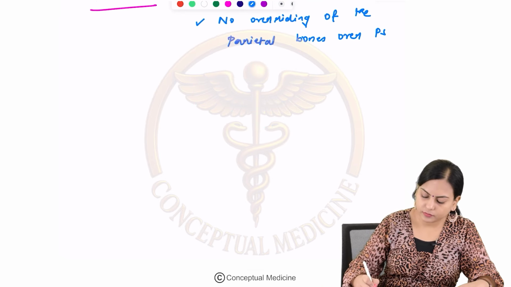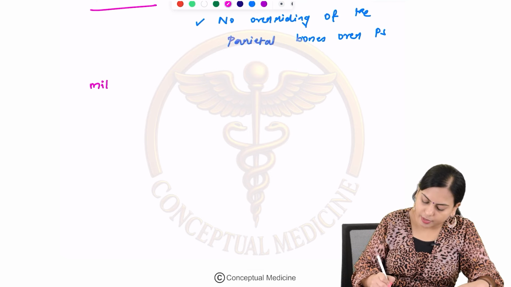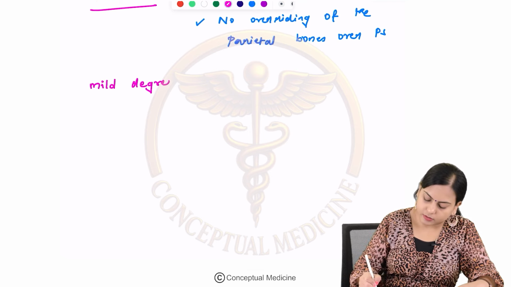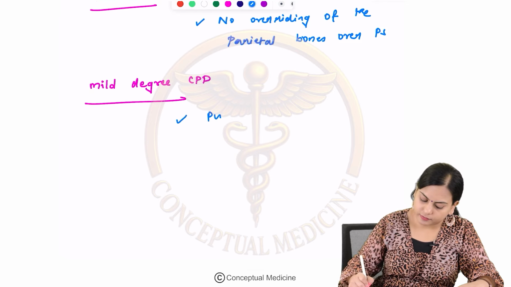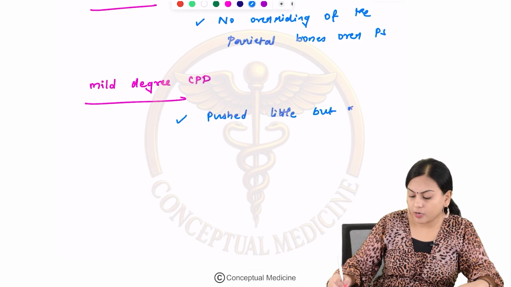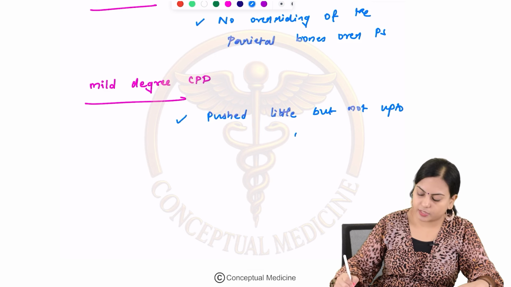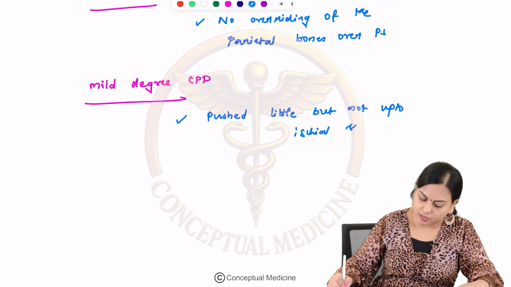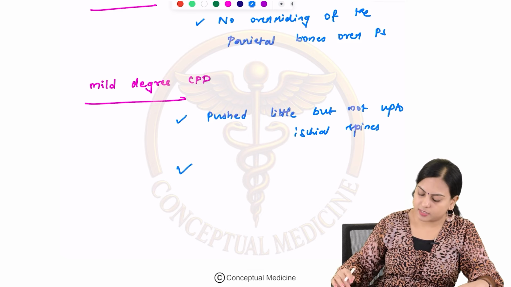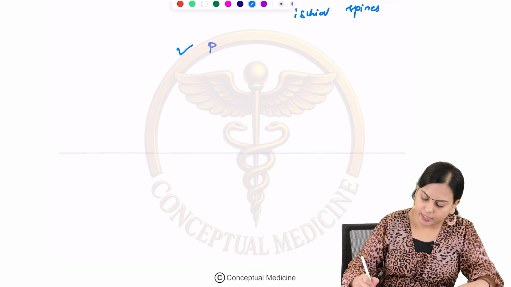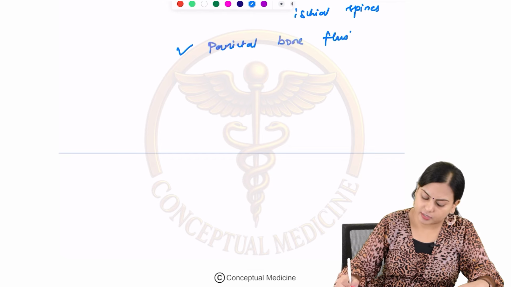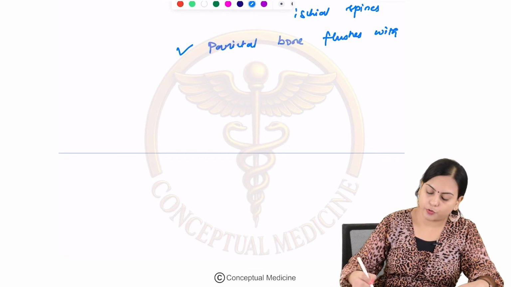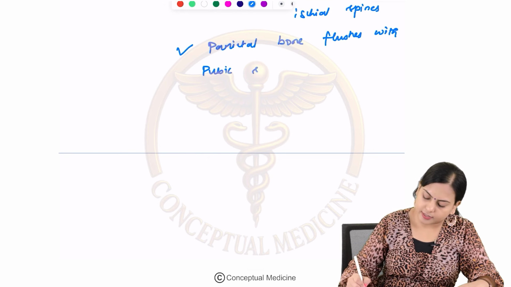Then, if you take mild degree CPD, the head is pushed a little but not up to the ischial spines. Clear? So, what happens is that the parietal bone flushes with the pubic symphysis.